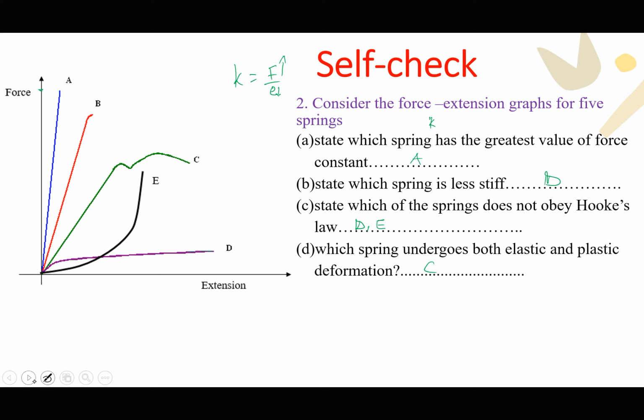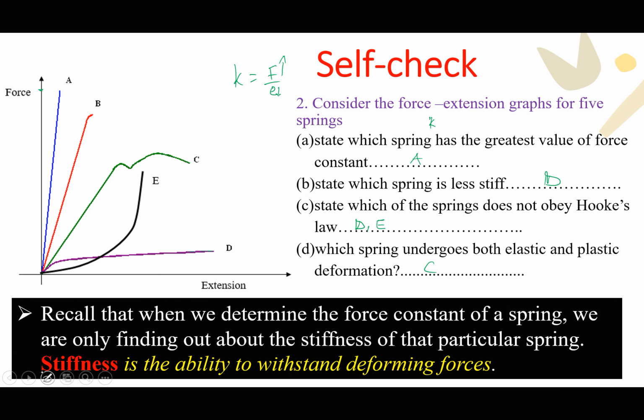So in conclusion, I want you to recall that when we determine the force constant of a spring, we are only finding out about the stiffness of that particular spring. And stiffness is the ability to withstand a deforming force or deforming forces. If a material is very stiff, it will withstand deforming forces very easily. That means it cannot easily stretch. That's what we mean by stiffness.